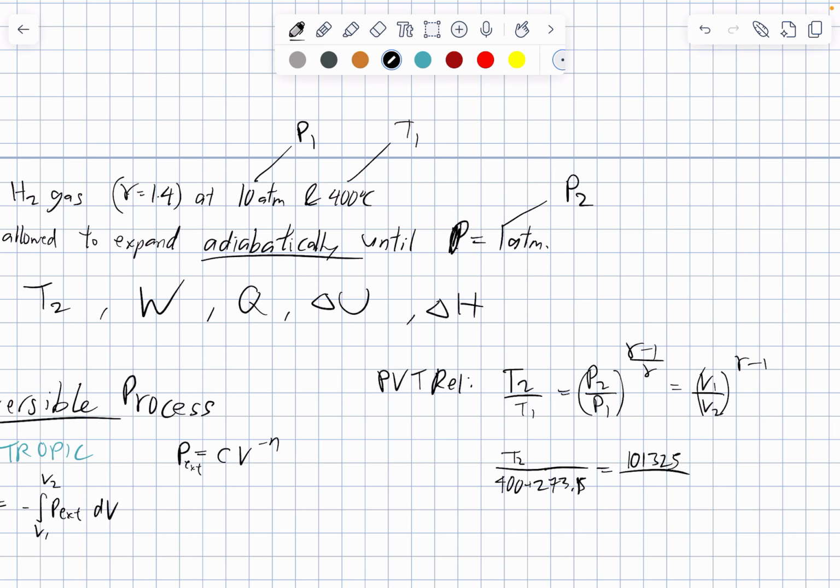Might as well convert it into SI, just to be safe. And then P1 is 10 atmospheres. In Pascal, it's just multiply by 101,325.